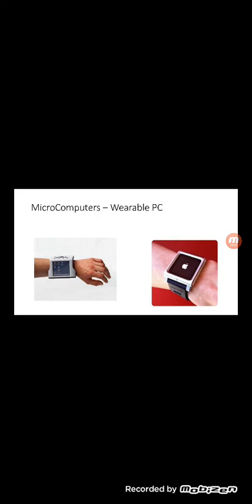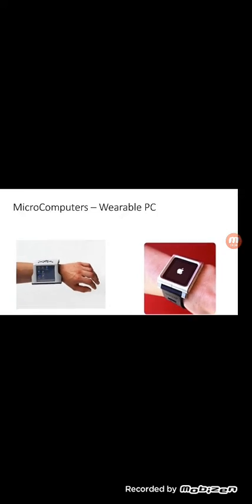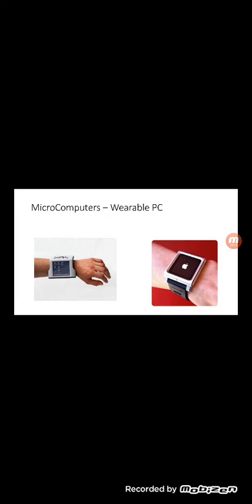Now the next one is wearable PC. You can recognize this. This is the logo of the Apple company, right? We use iPhone, so this is the logo of that company. And these are wearable PCs. Why are they called wearable? Because we can easily carry them or wear them on our wrists, or on our body. This is a wrist-worn personal computer, and this is an example of a wearable computer. We can take it anywhere, just like a watch is placed on our wrist, so in the same manner it is so lightweight, and we can carry it on our wrist.